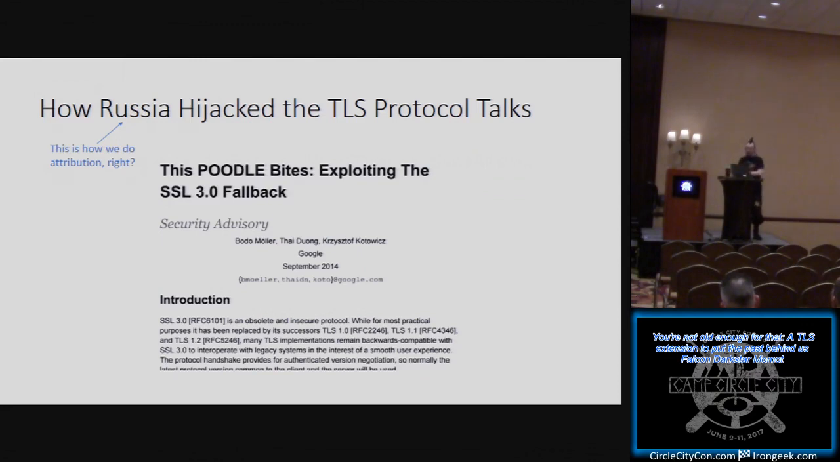This is becoming a serious problem as time wears on. But it was published as an academic effort by some researchers at Google. And they started off by saying SSL 3.0 is an obsolete and insecure protocol. For most practical purposes, it has been replaced by its successors, TLS 1.0, 1.1, and 1.2. But many TLS implementations remain backwards compatible with SSL 3.0 to interoperate with legacy systems in the interest of a smooth user experience. That is essentially the problem statement in a nutshell.